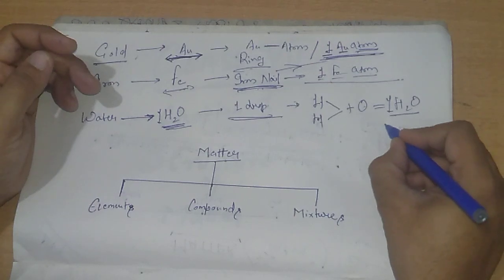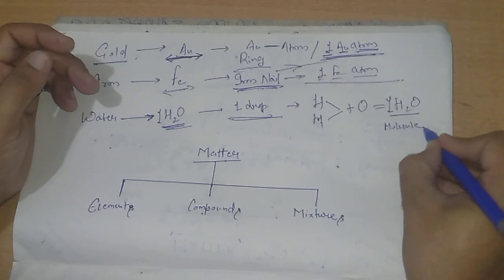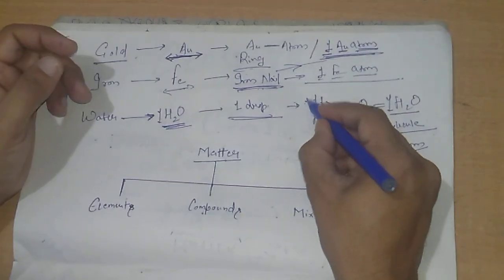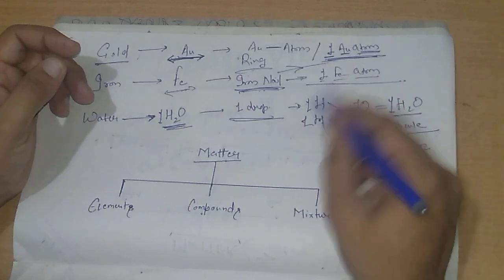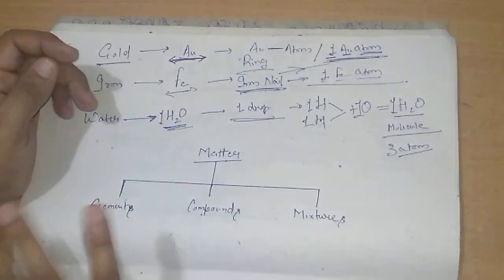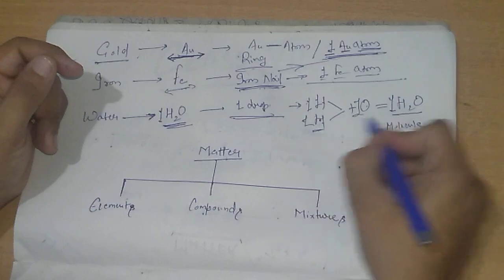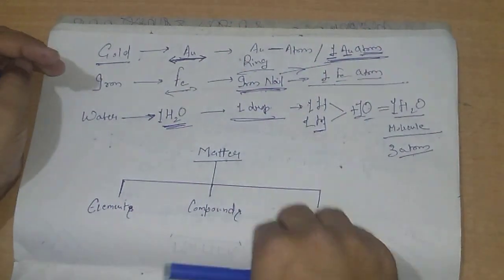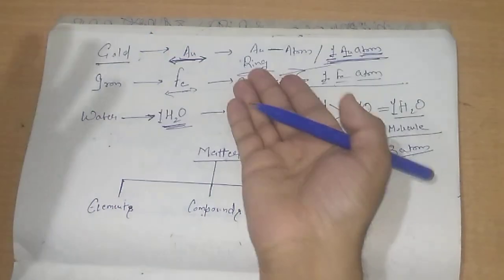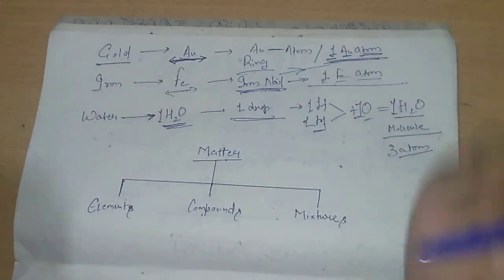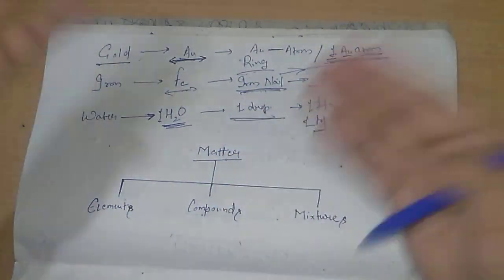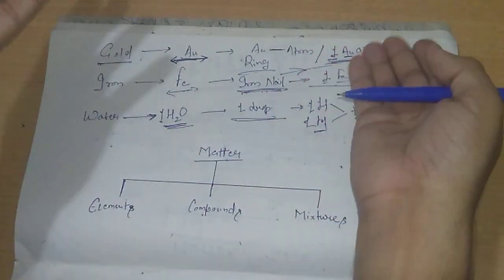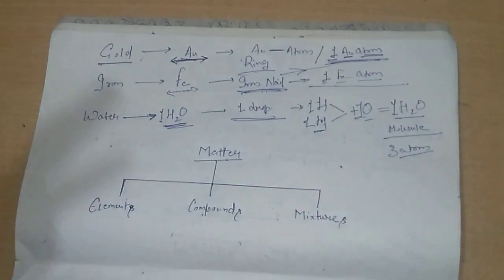This is one molecule, and one molecule has three atoms. How three atoms? 1 plus 1 plus 1. So three atoms of different substances, like hydrogen and oxygen. Clear? At this point it looks a bit complicated: how are these made up of only one type of atom, whereas here we are using two different kinds of atoms and combining them, and what is the molecule here, what is the atom here? So it looks a bit confusing.